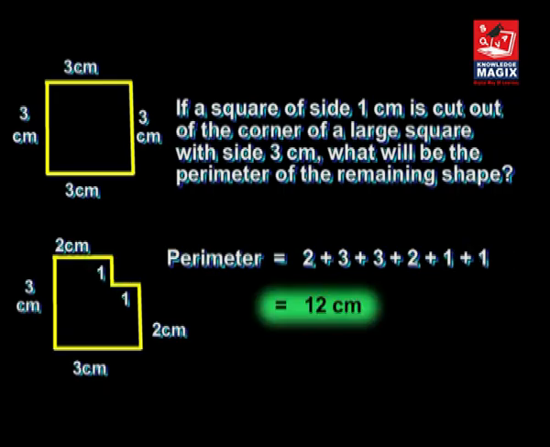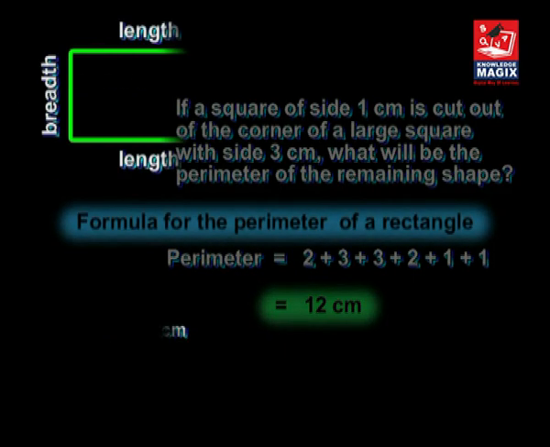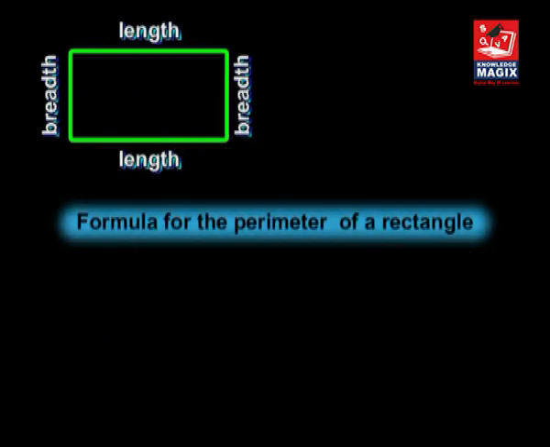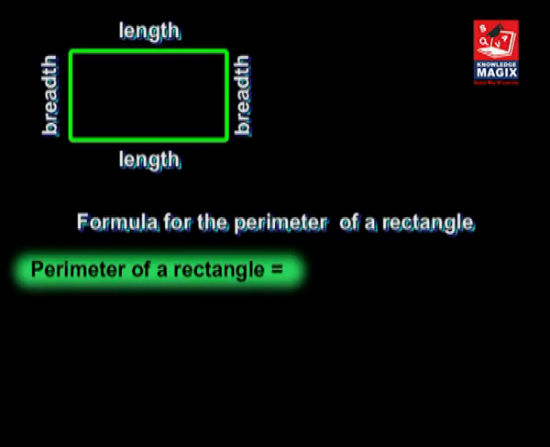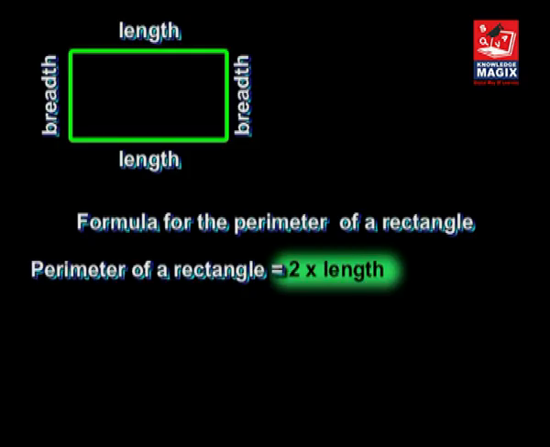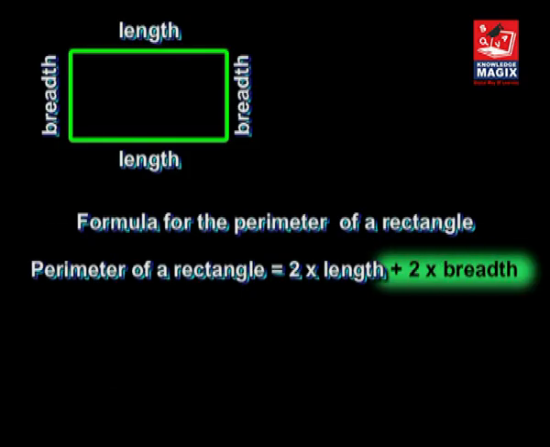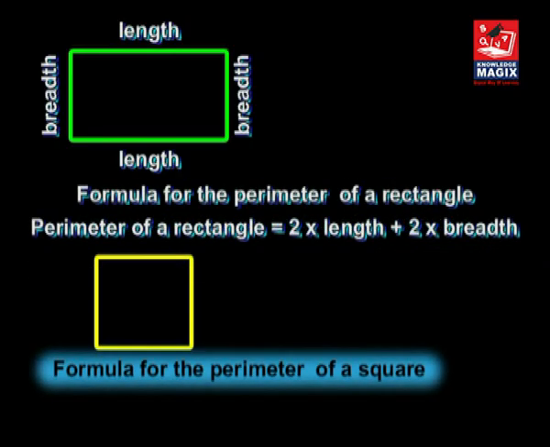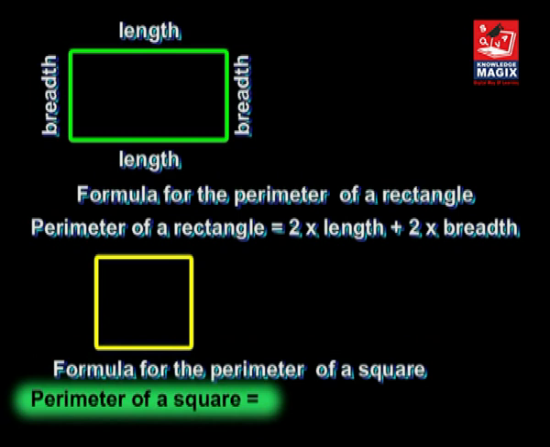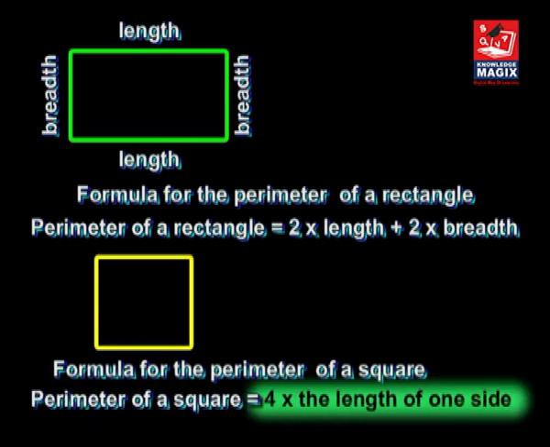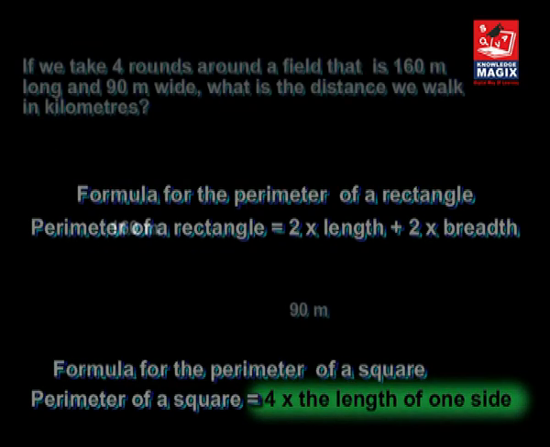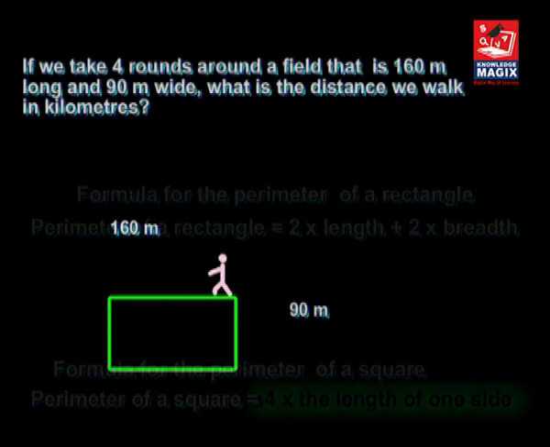Then the formula for the perimeter of a rectangle. Perimeter of a rectangle is equal to 2 into length plus 2 into breadth. Then the formula for the perimeter of a square. So the perimeter of a square is equal to 4 into the length of one side. So now we'll solve one word problem.